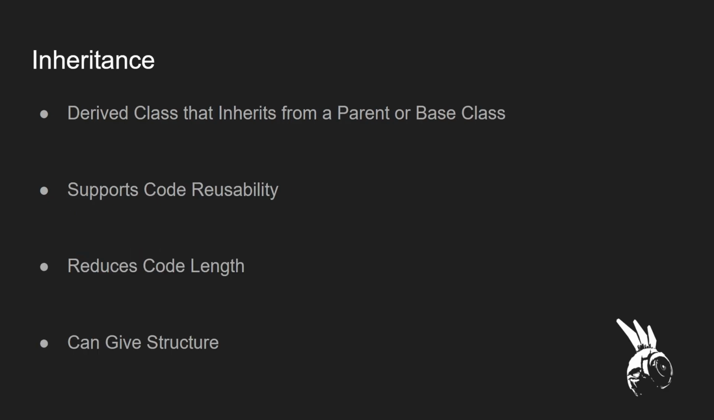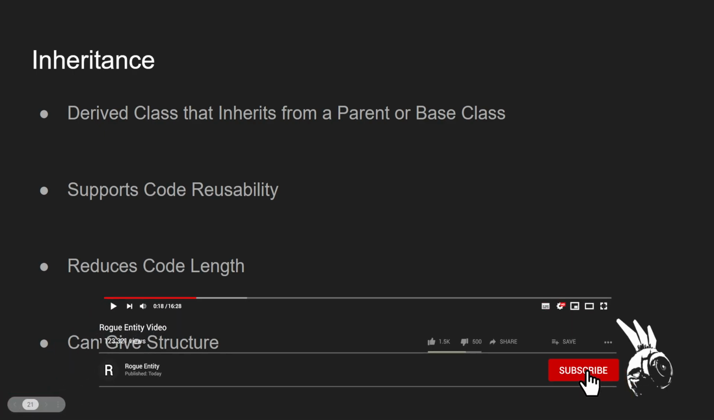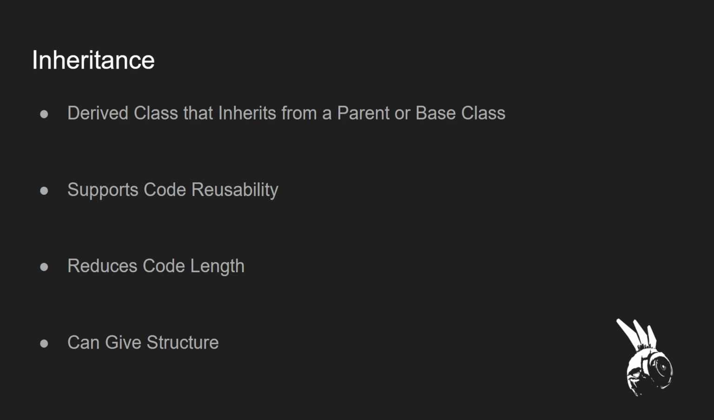So starting with inheritance, you use inheritance probably every day if you're doing programming, but inheritance is just a derived class that inherits from a parent or a base. And this allows us to have reusable code, reduces the code length, and sort of gives structure to our classes, so we can organize particular code that's meant to perform some function into a class that's sort of compartmentalized and easy to read, and that's the sort of structure I'm referring to there.